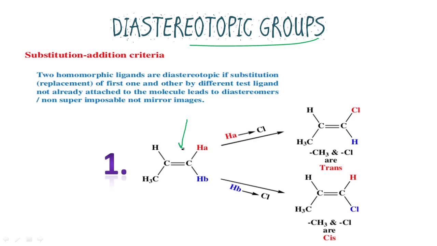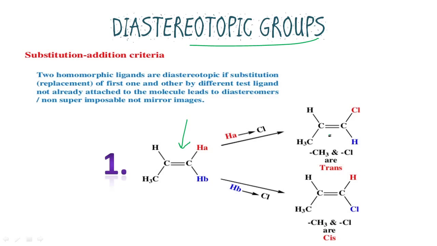As you can see, this alkene, we have HA and HB. When you replace any one of the hydrogen atoms with chlorine, what you will get is cis and trans. Now the cis and trans that we consider is with respect to hydrogen.